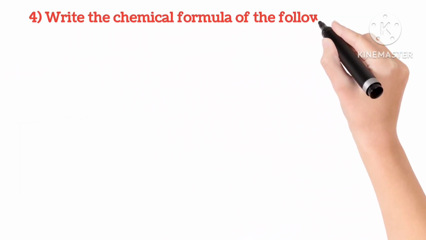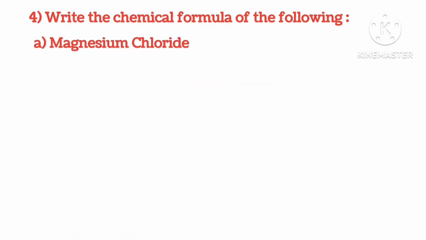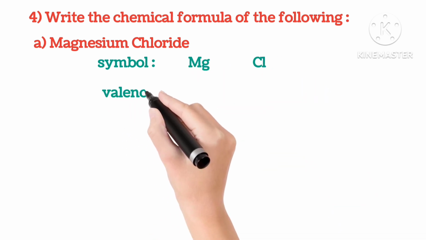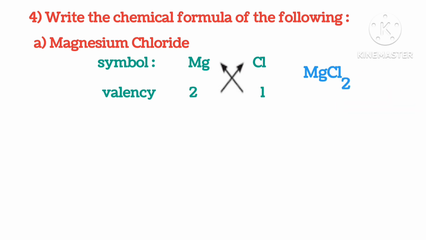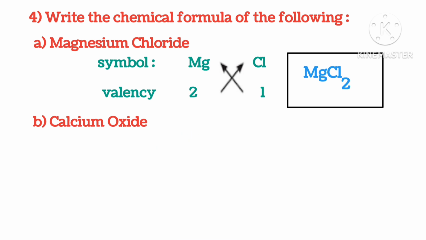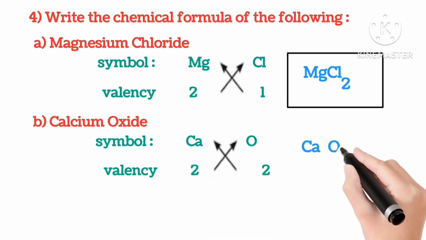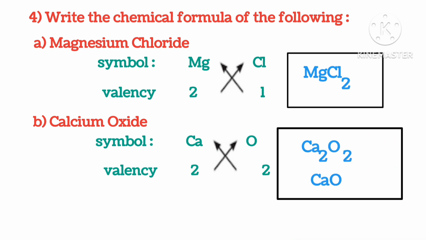Write the chemical formula of the following. First is magnesium chloride. So we know the symbols are Mg and Cl. Valencies are 2 and 1. So crossing over we get MgCl2. Second is calcium oxide. Symbols are Ca and O. Valencies are 2 and 2. Crossing over we can write it as Ca2O2, or by reducing we can write it as CaO.